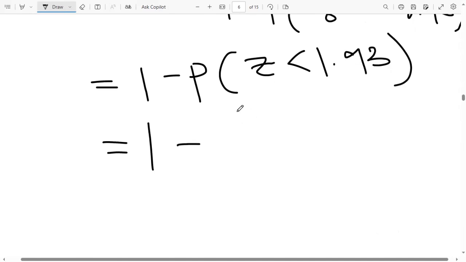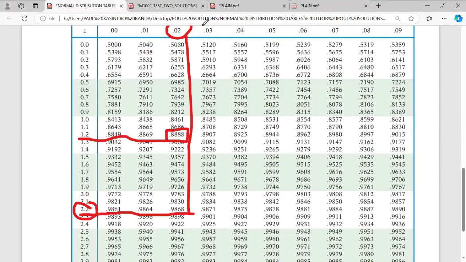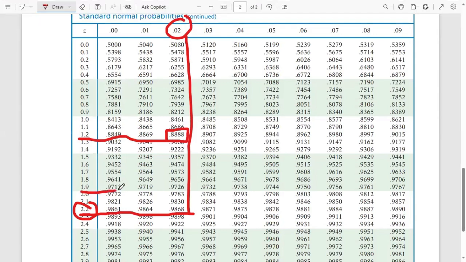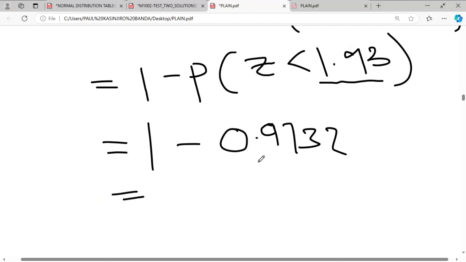So let's go on the Z table and find the probability of 1.93. So we are going to go to 1.9 and then on the other side 0.03. So 1.9 is here, and then here we're going to go to 0.03. So we see that the overlap is on this value, 0.9732. Okay, that's our probability. So we're going to write 0.9732. Subtract this, that will be your probability that X is greater than or equal to 9.